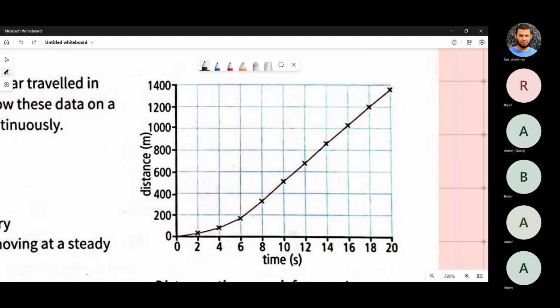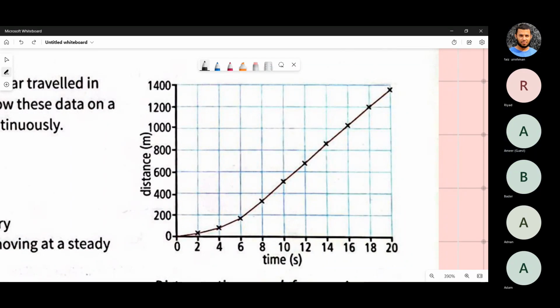After 18 seconds, how far was the vehicle? 1,200 meters. Very good. Now, can you tell me the average speed of it? Go for the average speed. 1,200 meters over 18 seconds, we will divide them.